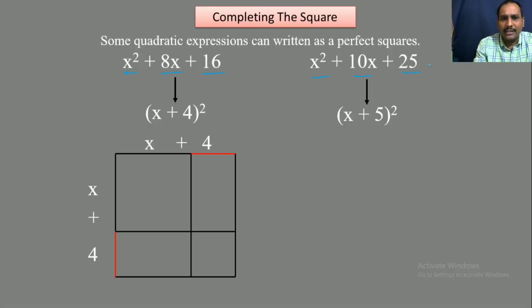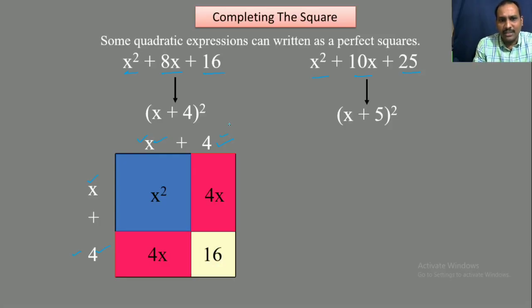Now I can divide it into 4 parts. So this is x into x, x square. Next, x into 4, 4x. Next, this 4 into x, 4x. And the last part is 4 into 4, 16. So if you observe, this is a complete square.